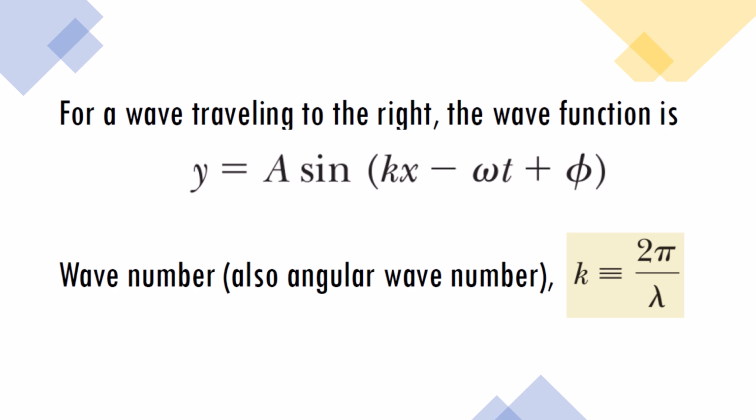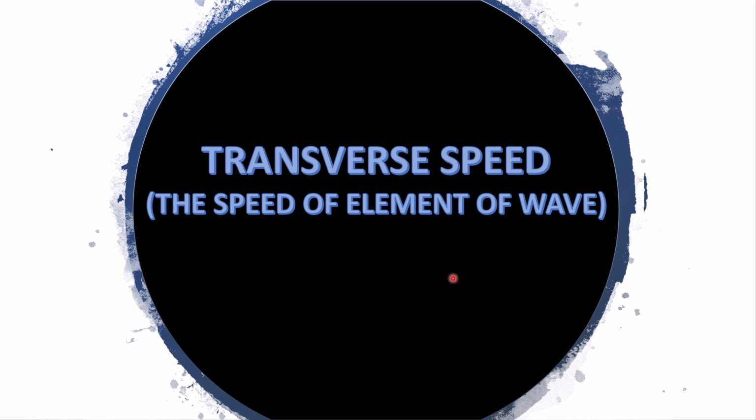Here, for a wave traveling to the right, the wave function is y equals A, where A can be written as the amplitude or Ym, sine of kx minus omega t plus phi. Next part is the transverse speed, which refers to the speed of an element of the wave.